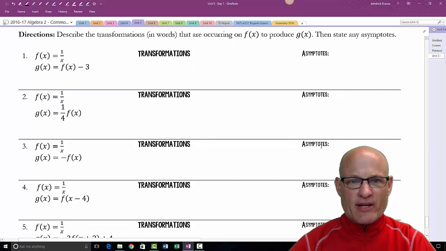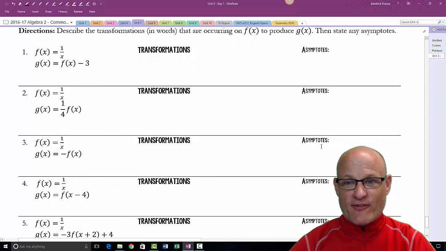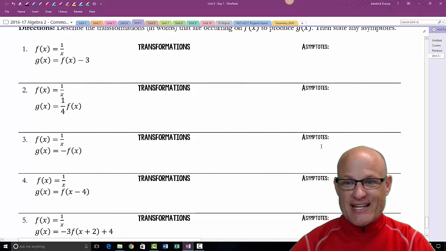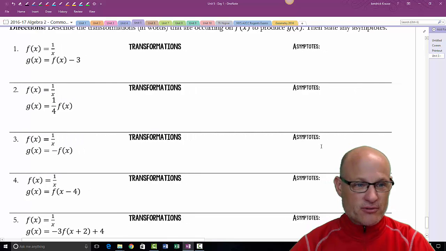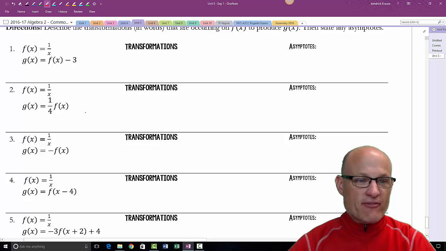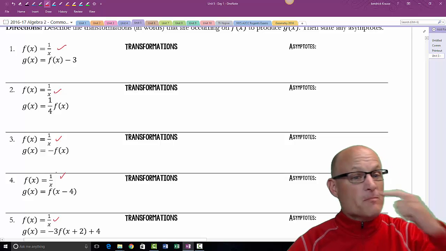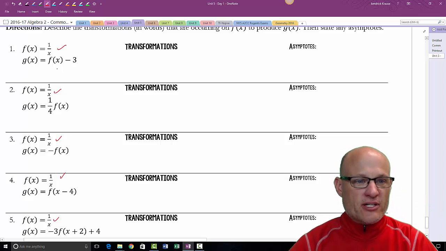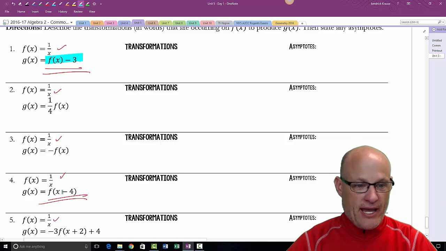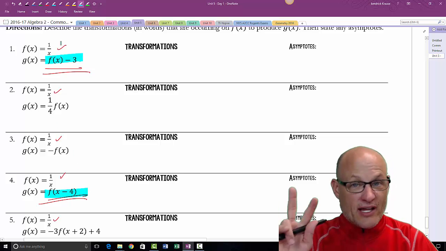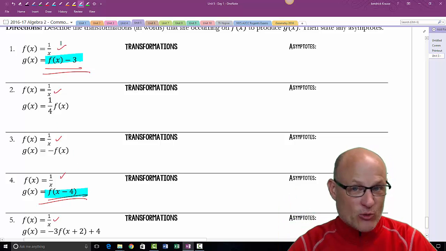Describe the transformations in words that are occurring to f of x to produce g of x. State any asymptotes. So every time I gave you just the parent function. Okay, so you've got to remember the difference between this and this. One's on the inside, one's on the outside.